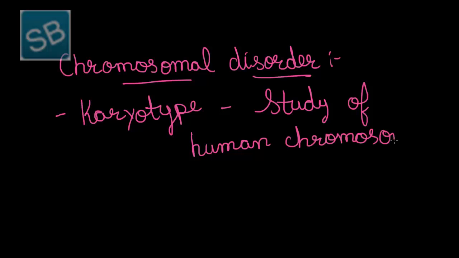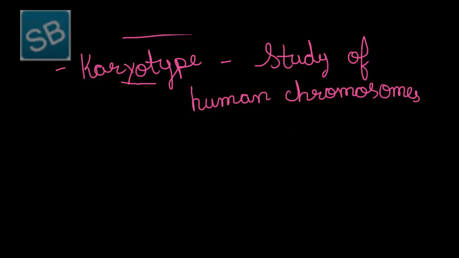Now it is very obvious that in order to study the disorders that are caused by chromosomes, whether in terms of structure, number, size or any other property, it is necessary to understand the human chromosome and its various features in brief. So such a study of human chromosomes can be defined as karyotype. The most common method used to study karyotype is the blood culture method.